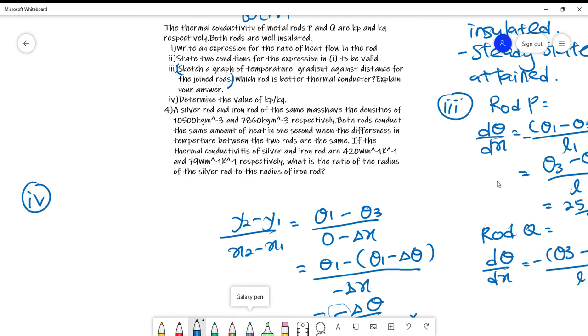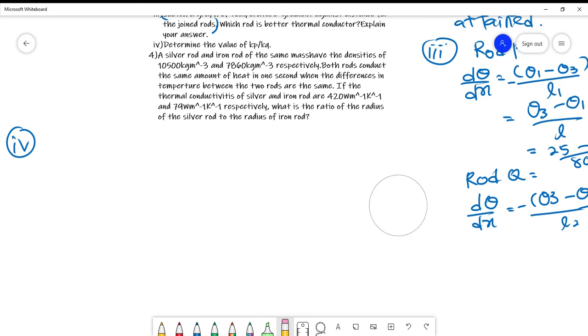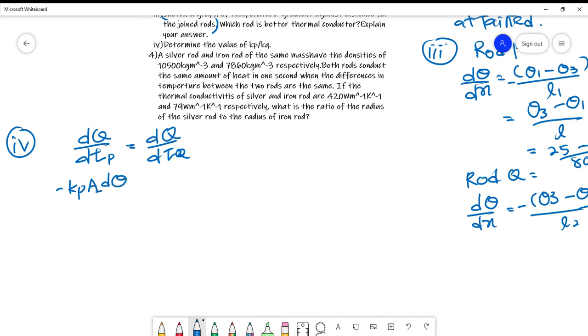So what we need to do is equate both sides of the rate of heat flow. So P is equal to Q. So this is negative Kp A d theta over dx equals negative Kq A d theta over dx. Since the cross-sectional areas are the same, we can cancel them out.